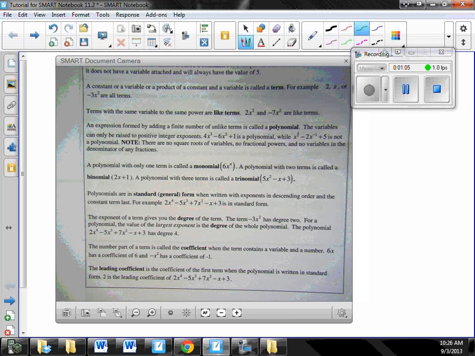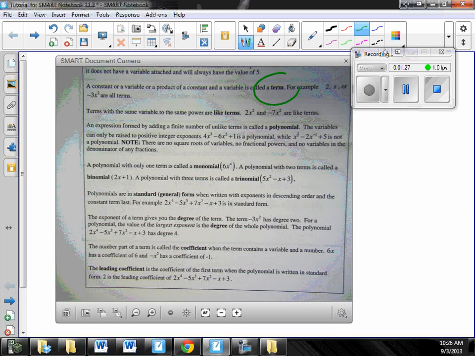Simply put, polynomials have variables with whole number exponents. X to the first, x to the third, x to the 18th. As soon as you throw in negative numbers or decimals or fractions or square roots, then it's no longer a polynomial. Well, if we back up a little bit, we see the word term.